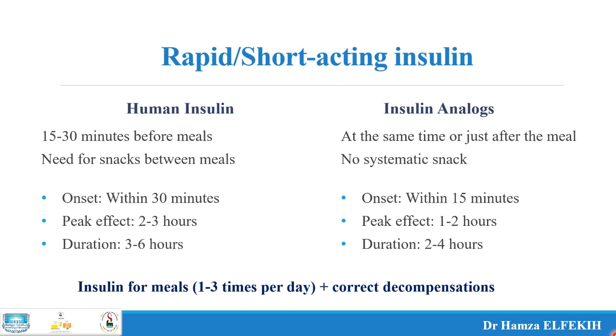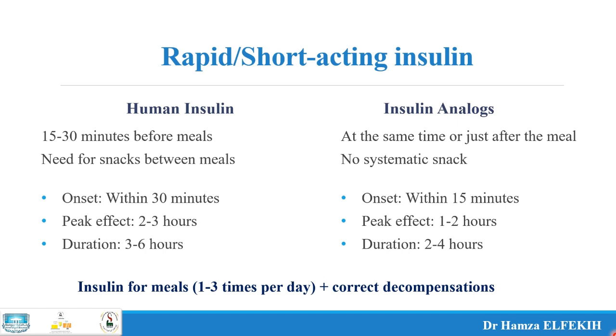For human insulin, when we administer the short-acting insulin, we need to administer it 15 to 30 minutes before meals. The patient should take snacks between meals to avoid hypoglycemia. So the effect starts after 30 minutes, the duration is up to 6 hours, and the peak effect is about 2 hours from the injection of insulin.